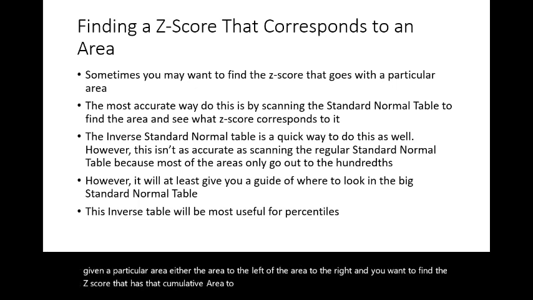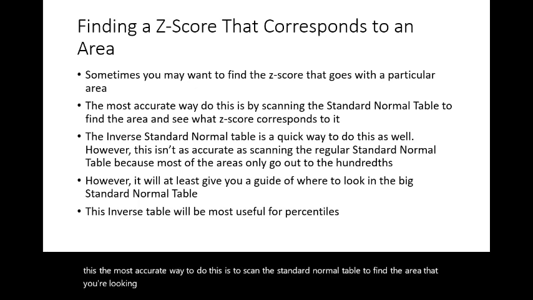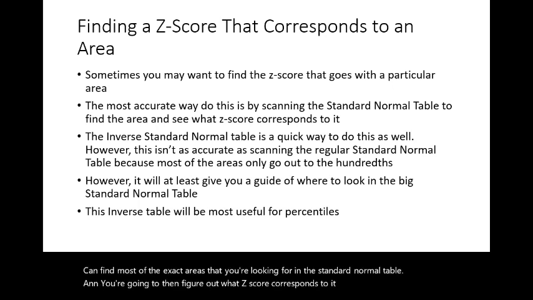Now, there's a couple different ways to do this. The most accurate way is to scan the standard normal table to find the area that you're looking for. If you can find the exact area in the standard normal table, you then figure out what z-score corresponds to it by working backwards.